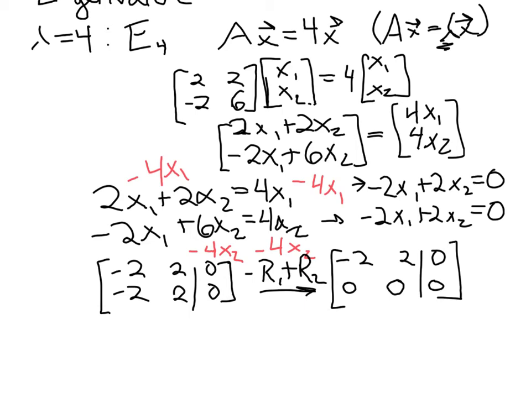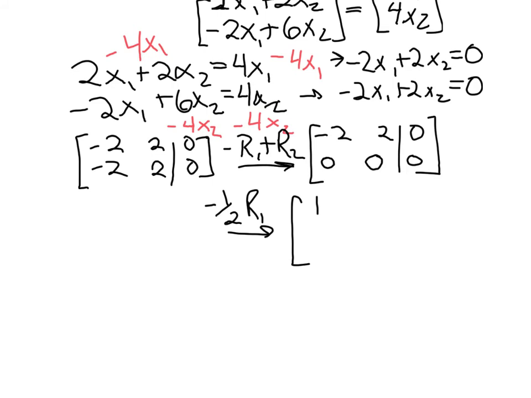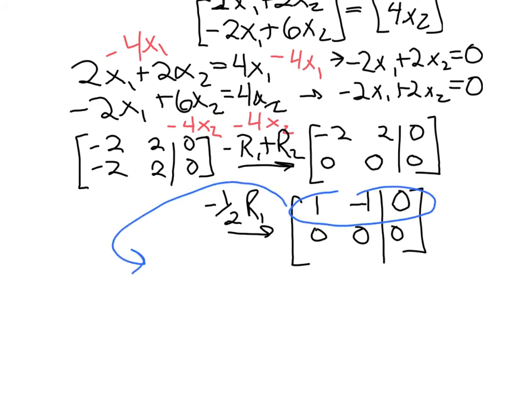Next, I'd like to have my pivot, my leading non-zero term, be 1, so I'm going to multiply row 1 by negative 1/2. And that negative 1/2 times the negative 2, so that's positive 1. But the second entry will be negative 1, and then 0 times negative 1/2, so that's still 0. Okay, so I have the augmented matrix in reduced form. So I now take this first row and write the corresponding equation here. So that's x1 minus x2 equals 0.